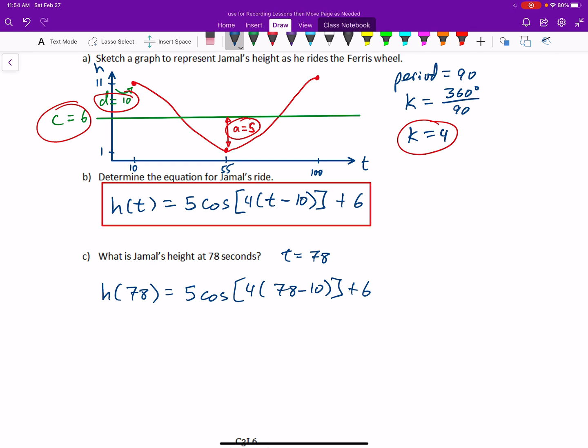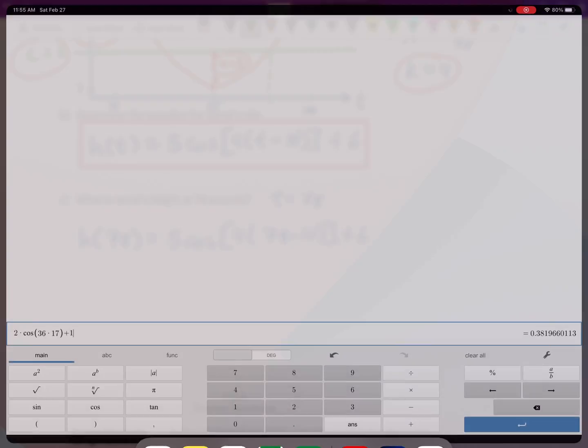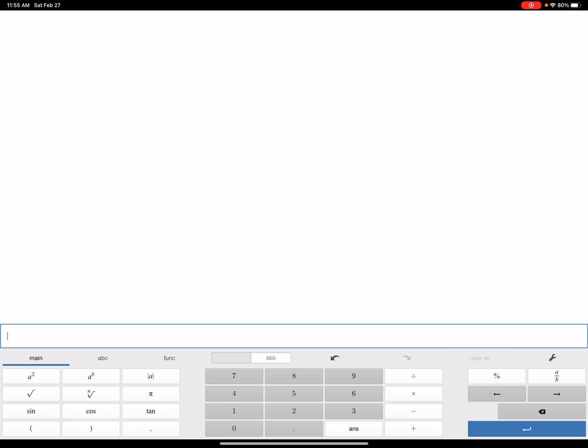If I was to estimate what I think it's going to be, 78 has got to be somewhere about halfway in between the 55 and the 100, doesn't it? It's not going to be exactly 6 meters, but I think it's going to be pretty close to 6 meters. That's my best guess. So let's see what the actual equation tells me.